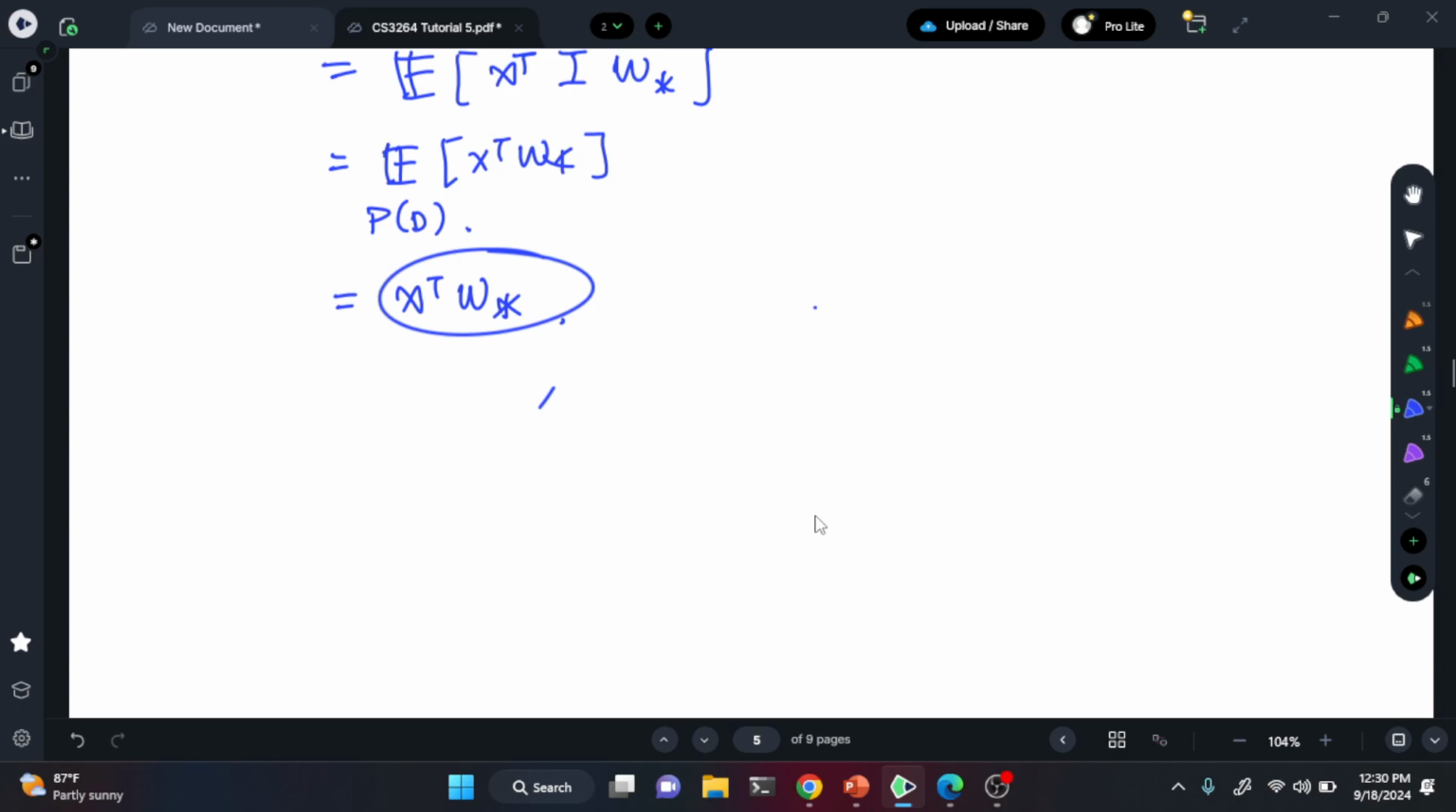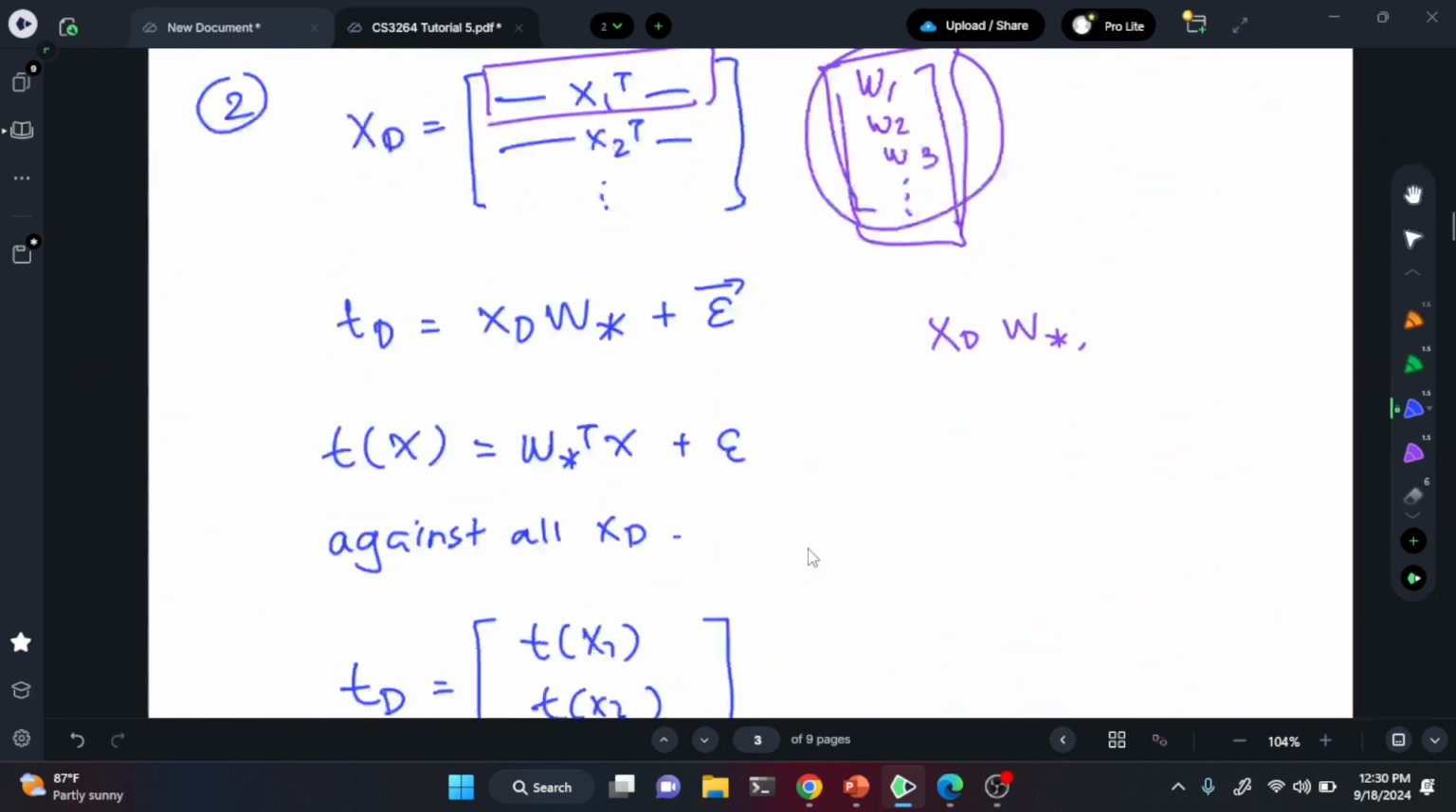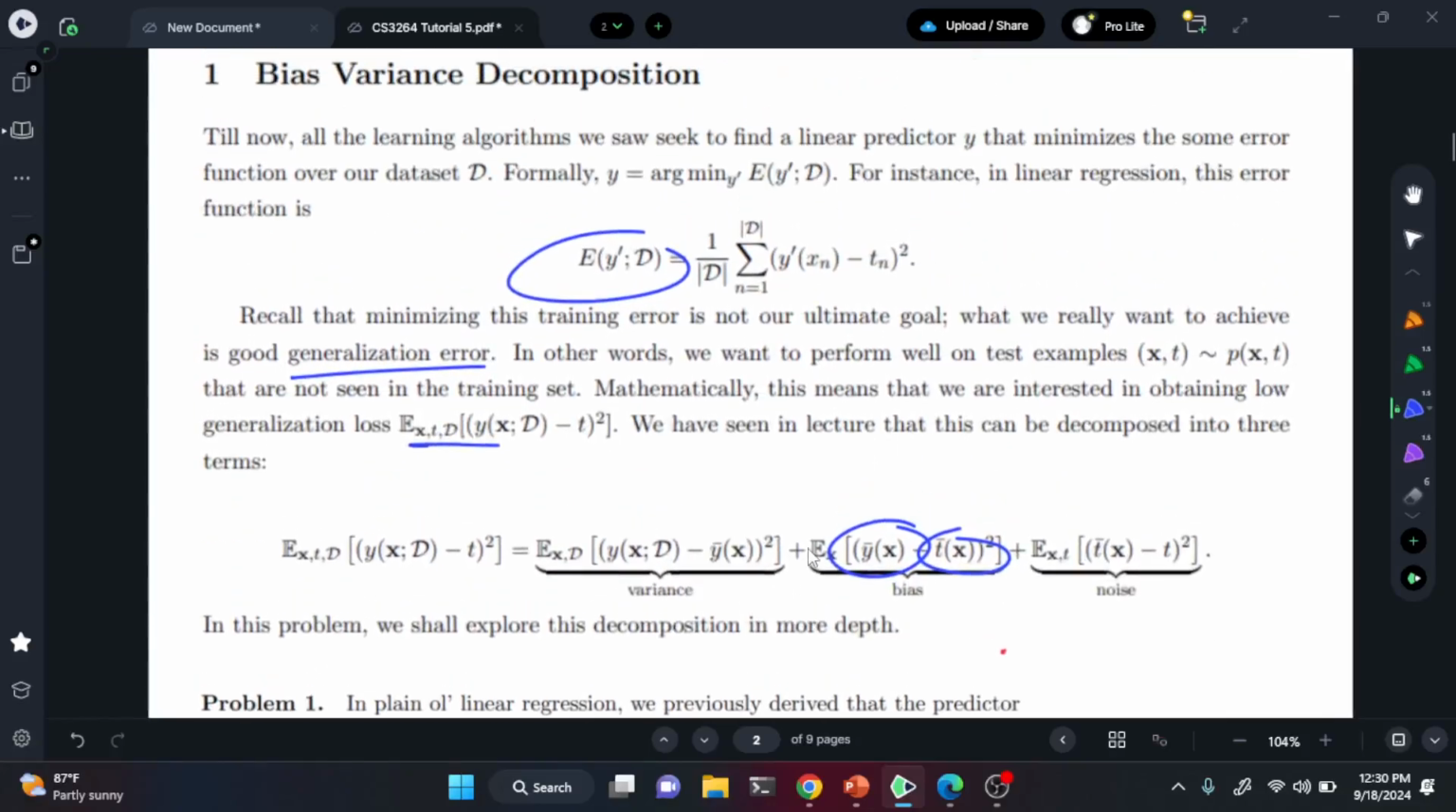Conclusion is, when this assumption holds and you do linear regression, it will act as what we call an unbiased estimator. Now comes the next part. What is an unbiased estimator? What do you mean that something has no bias?